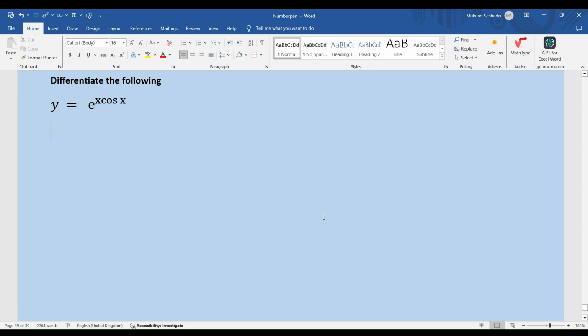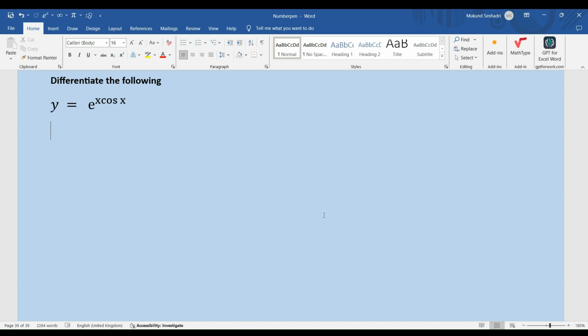So there we have the problem on the screen. Differentiate the following: y equals e to the power x cos x, right? So we have again more than one function in y. What I mean is we have a basic e to the power function, and then we have an x cos x function as well, which is a product of two functions, right? So it looks like we will have to solve this by the method of substitution.